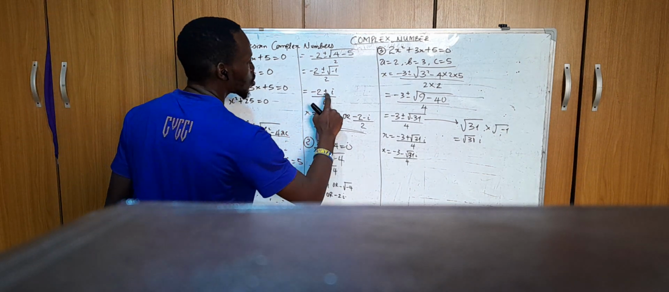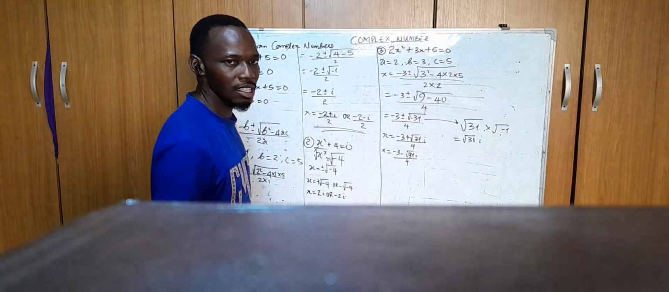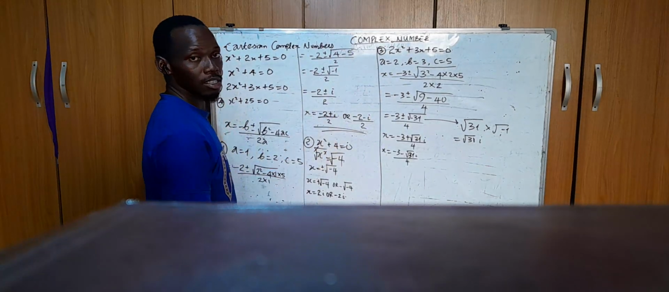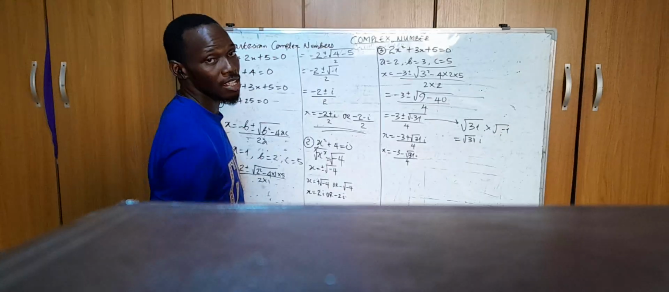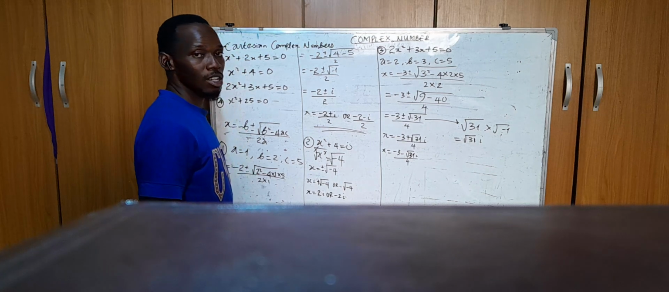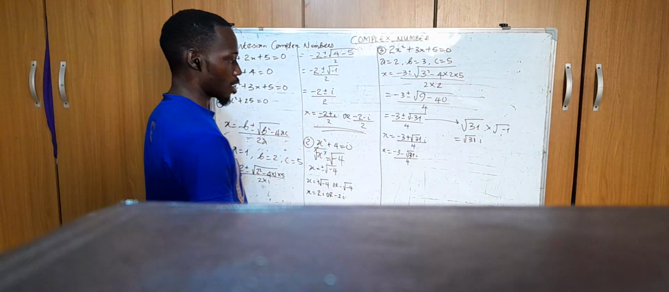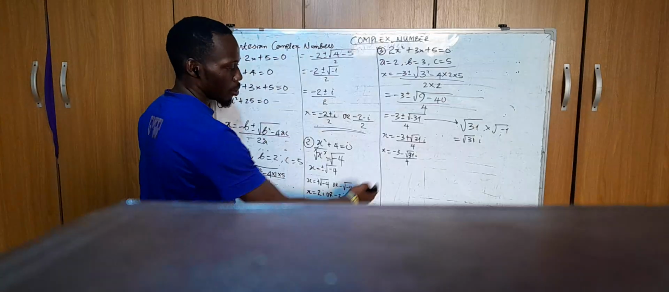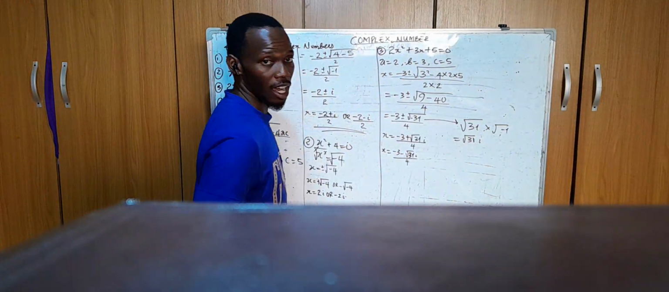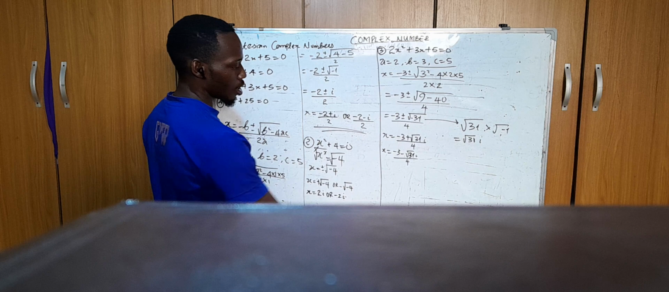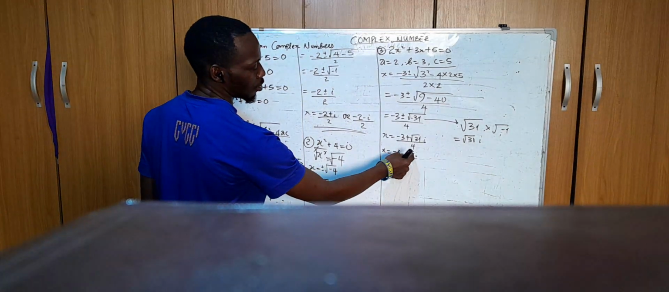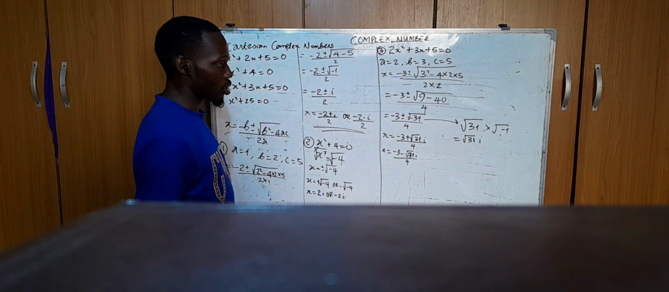But note, let's come to the first question precisely. Yeah, minus 2 plus i. We leave it like that. You can't say minus 2 plus i is minus 2i. It's mathematically wrong. So minus 2 plus i, we leave it like that. Just like this too. Minus 3 plus square root of 31 i. We leave it like that. Then if you want to have a decimal value for the square root of 31, you are free to do that.